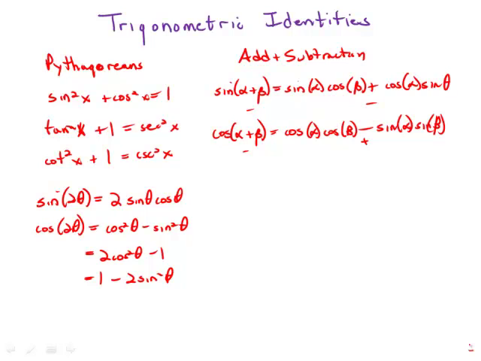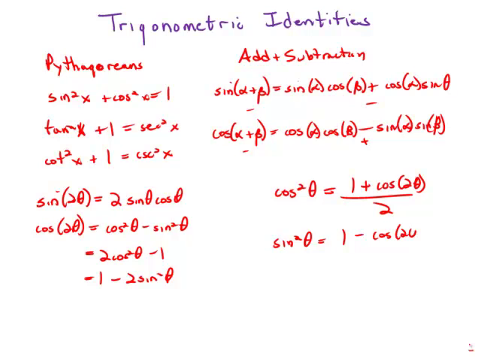And then those final two we can use in turn to make what's called the power reducing formulas. Cosine squared theta equals (1 plus cosine of 2 theta) over 2. Sine squared theta equals (1 minus cosine of 2 theta) over 2. Again, power reducing formulas because we have something squared and we reduce it to something that is not squared.